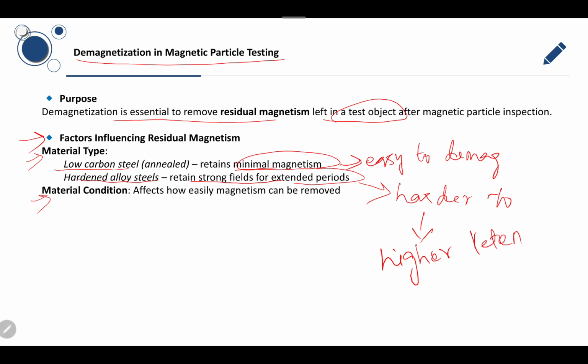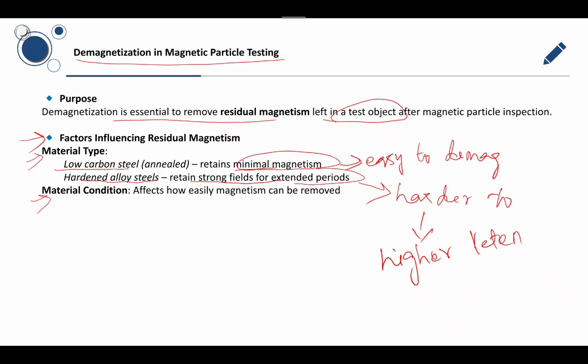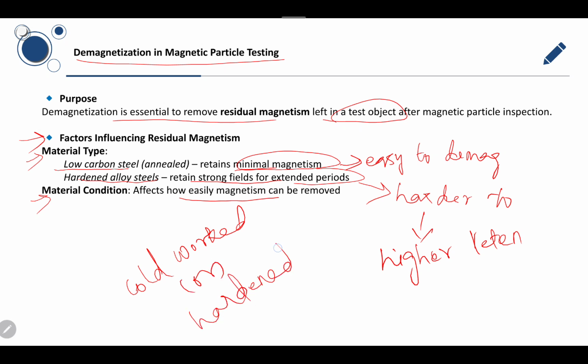And then material condition. The condition of the material affects how easily magnetism can be removed. For instance, materials that have been cold worked or hardened will retain more magnetism. This is the material condition.